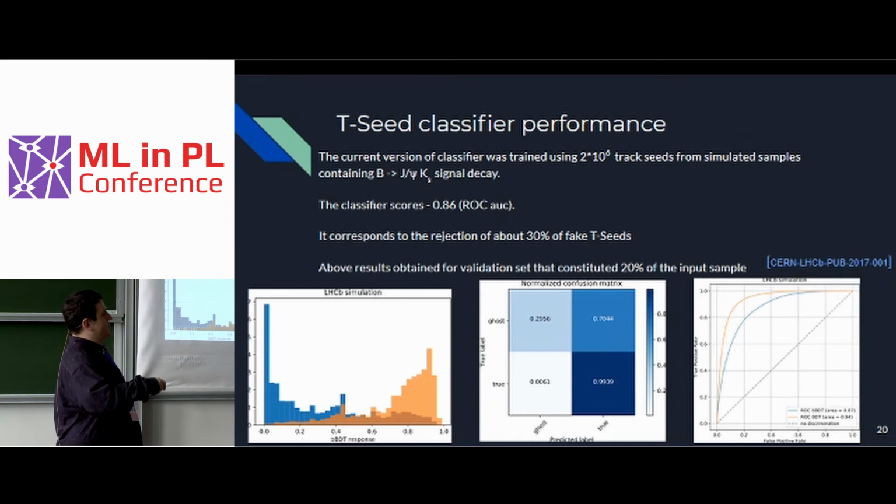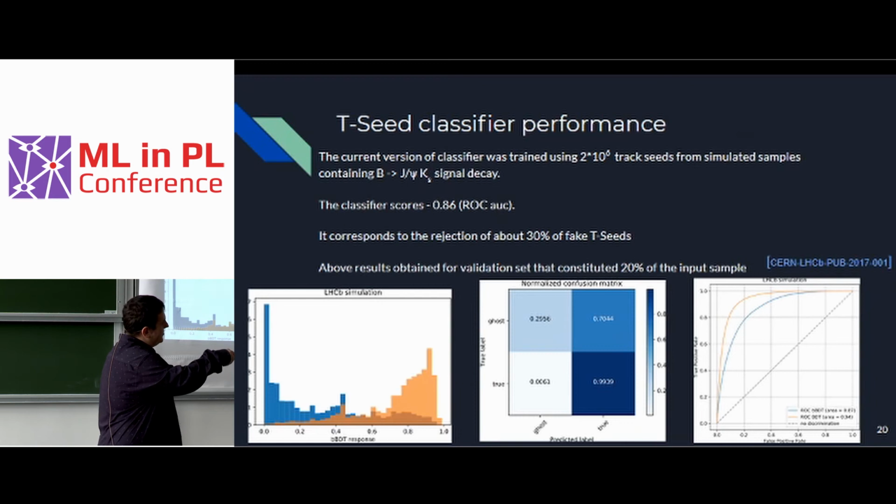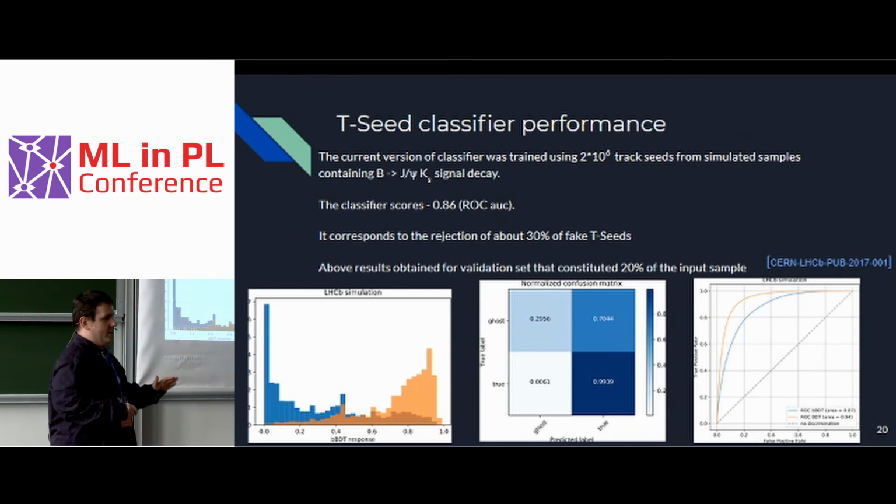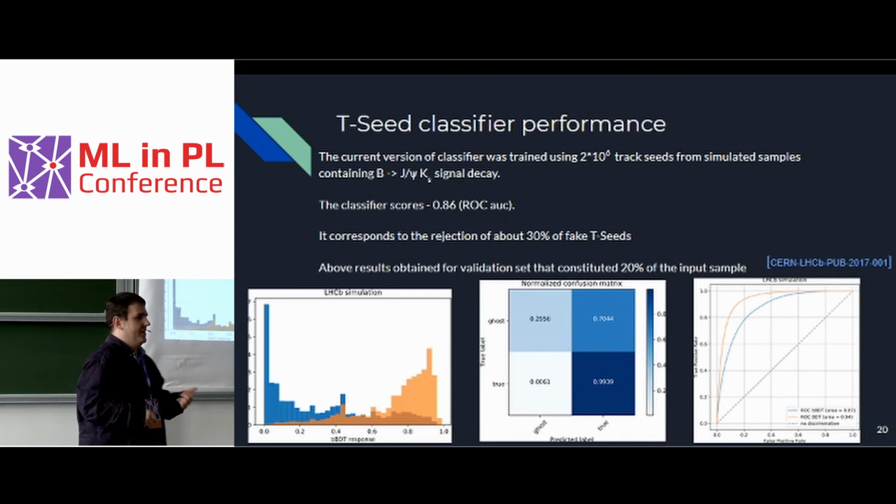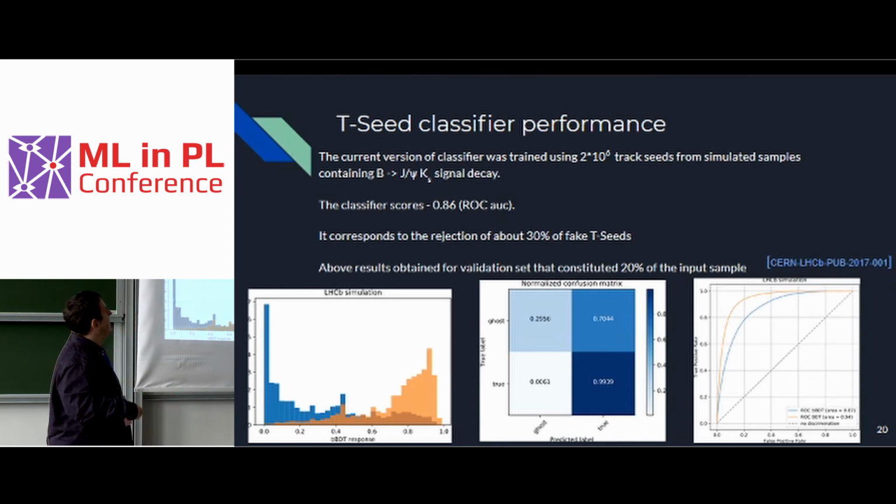And okay, so you remember, we are operating in this area of the ROC curve. We need to keep all of the true values and remove as many fakes as possible, like in the spam detector.